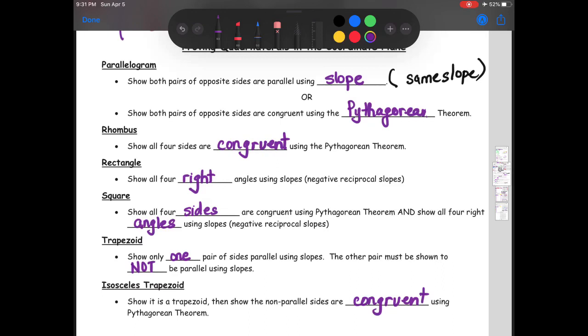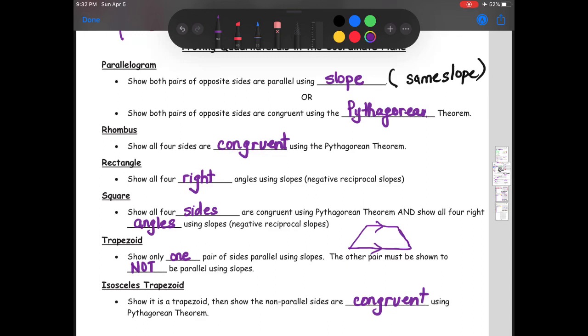Trapezoid: show only 1 pair of sides parallel using slopes. You just need to show 1 pair. I'm going to draw this picture so that you're not confused. This is what your trapezoid looks like, right? So you want to show that 1 pair is parallel. This is parallel. Okay. The other pair must be shown not to be parallel. So again, anytime you're showing parallel, you find the slope, rise over run, and all you do is compare the slopes.